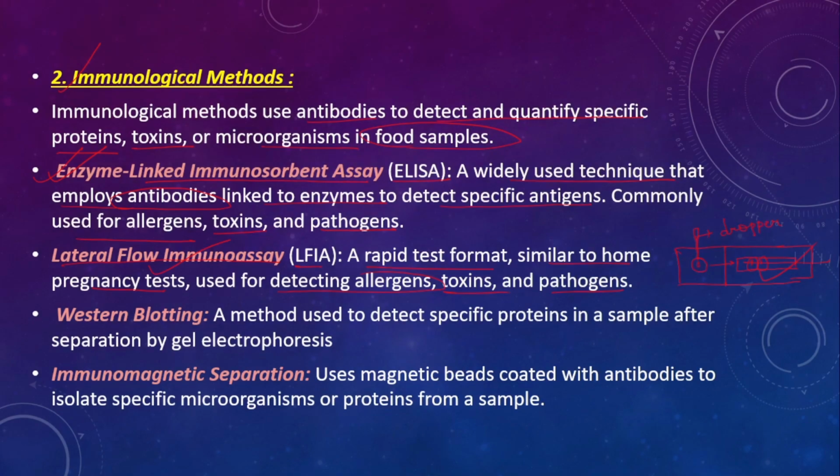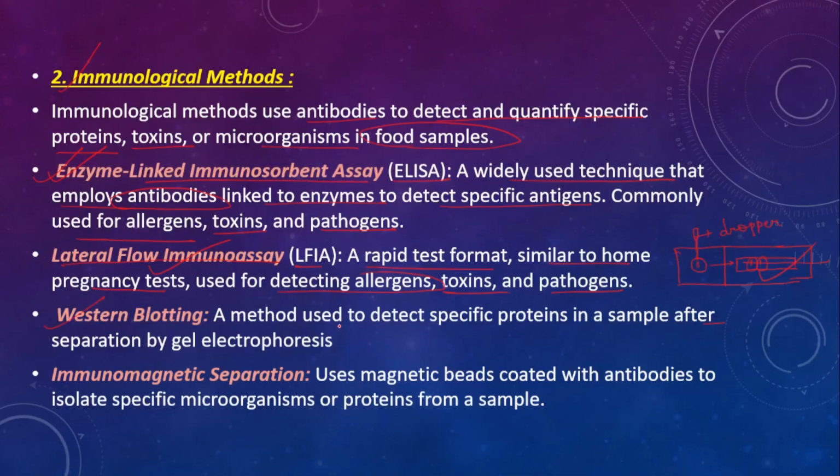This lateral flow immunoassay is widely used in point of care diagnostics like the home pregnancy test or COVID-19 rapid test. It's portable, inexpensive and provides results within minutes without the need for complex equipment. Although convenient, the sensitivity and accuracy may be lower than laboratory methods.